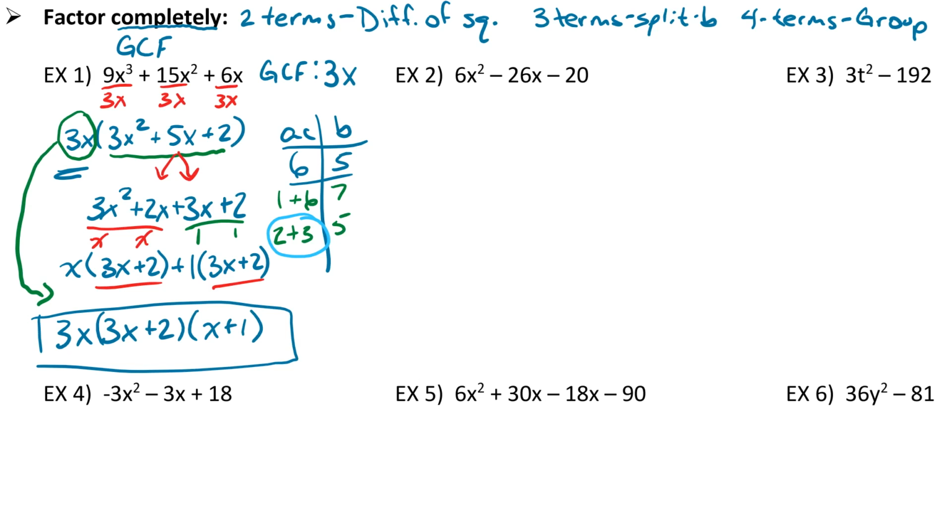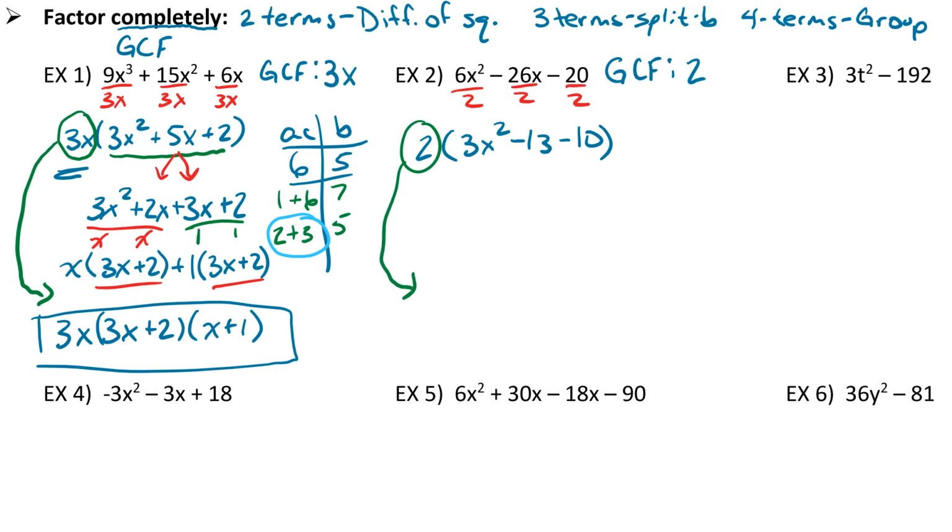All right, let's look at the second one. So for the second one, again, start off by looking for a GCF. So in this case, the GCF would just be 2. So we're going to divide all of these by 2. So we're going to have 2 times 3x squared minus 13x minus 10. All right, now the 2 is just going to come down to the end. And we need to factor this part now.